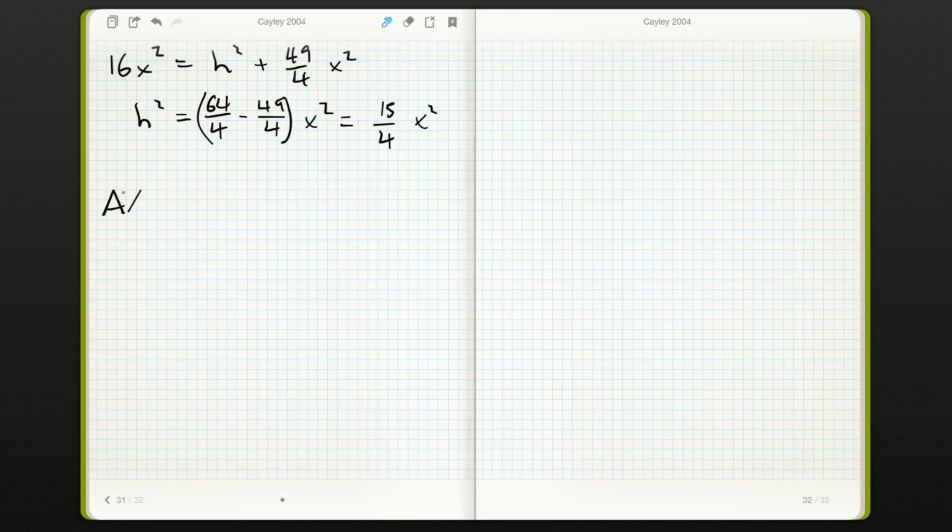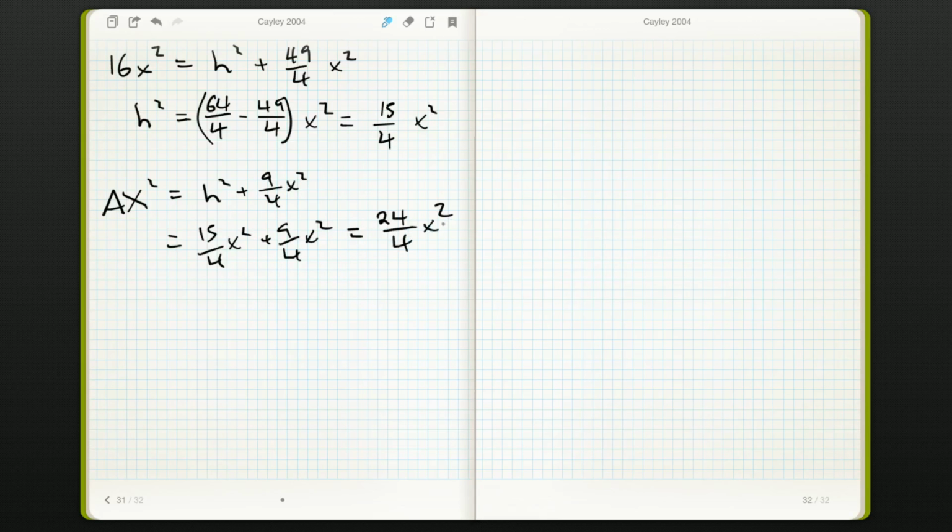So now AX squared, that was h squared plus 3 halves squared, which is 9/4 x squared. But that's going to be 15 over 4 x squared plus 9 over 4 x squared. That's going to be 24 over 4 x squared, or 6x squared. And AY squared is going to be h squared plus, now it's 5 halves squared, so that's going to be 25 over 4.